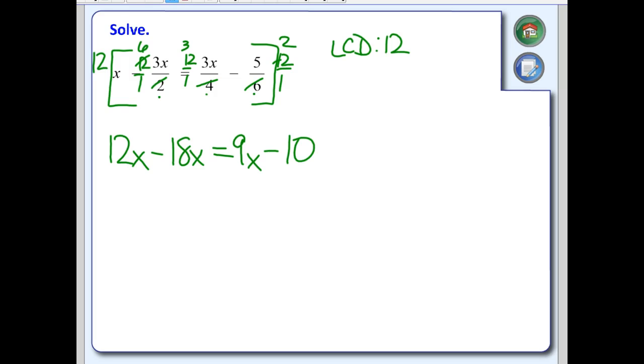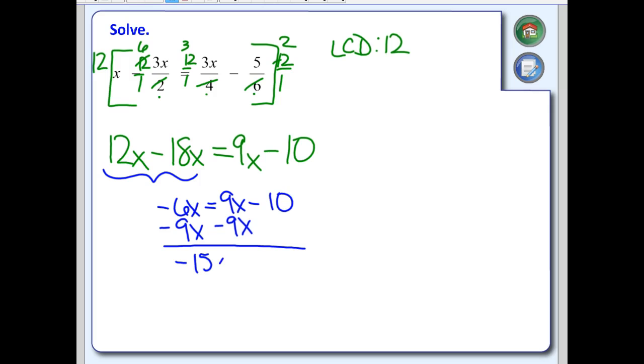Okay? All right, so now that looks pretty easy. We did things like this back in chapter 3. So what should I do next? That's right, we're going to go ahead and combine like terms on the front side. What's 12x minus 18x? Yeah, there you go. Negative 6x equals 9x minus 10. Now again, we're using those properties of equality. Isolate the variable by inverse operations. So we're going to subtract 9x so we can get x's on one side. So now I've got negative 15x equals negative 10.